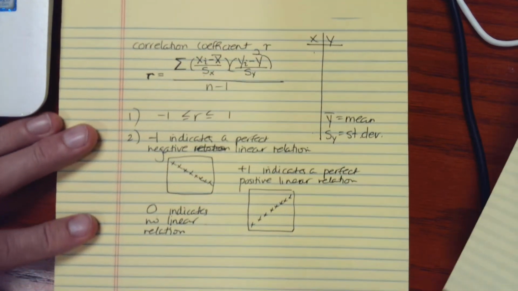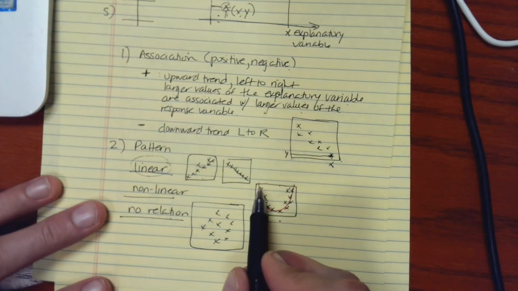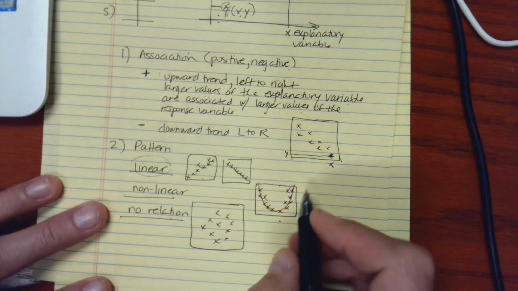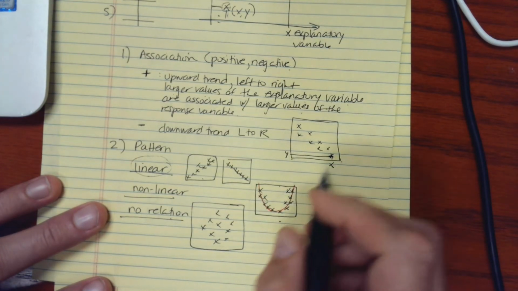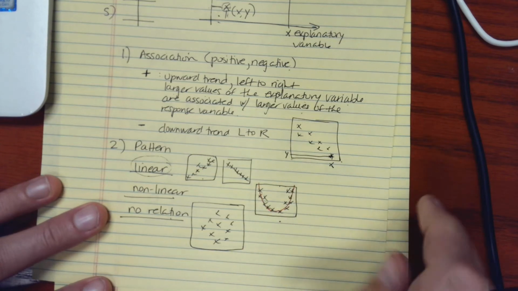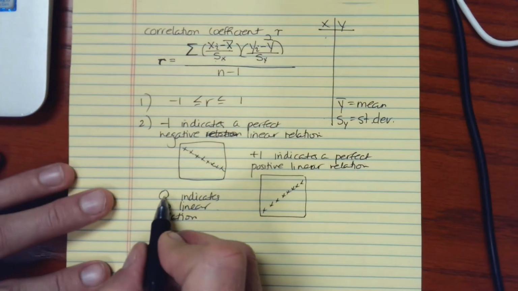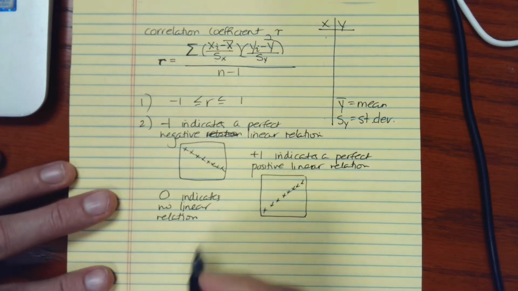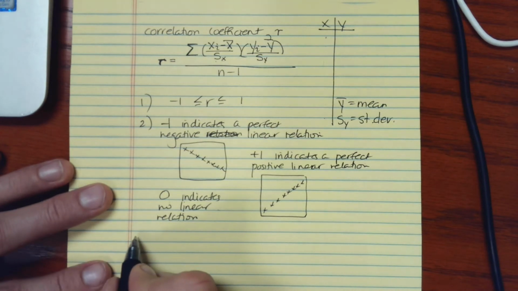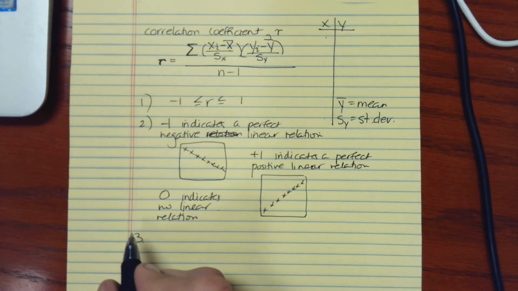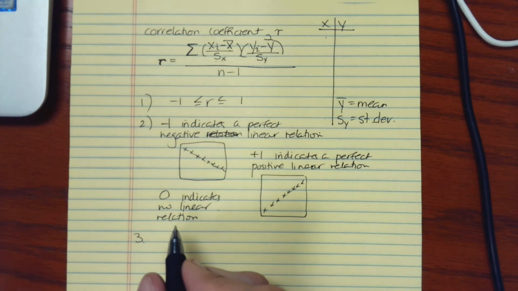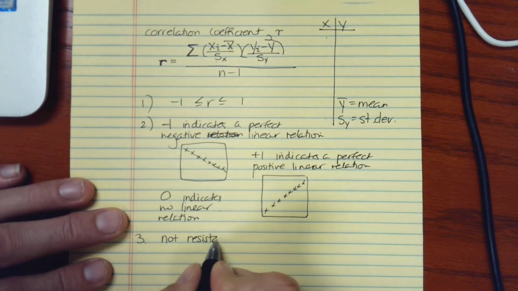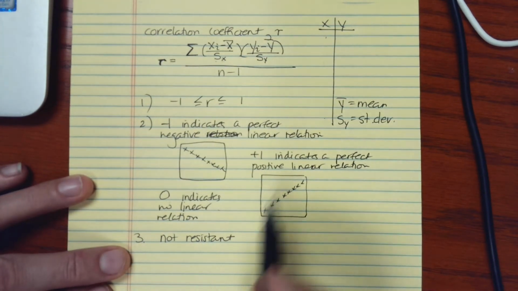Going back to something I mentioned before, here we had something where there's definitely a pattern. It's parabolic, there's a quadratic relation. The value for r here would be 0, but there definitely is a relation, there is a pattern there. So when you interpret r, be careful when you have values close to 0. It doesn't mean that there's no relation, just no linear relation. I would also mention that the correlation coefficient r is not resistant. If you have extreme values, they can impact r.